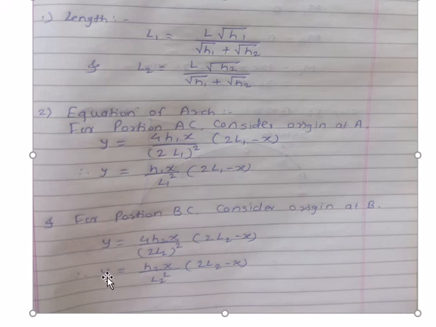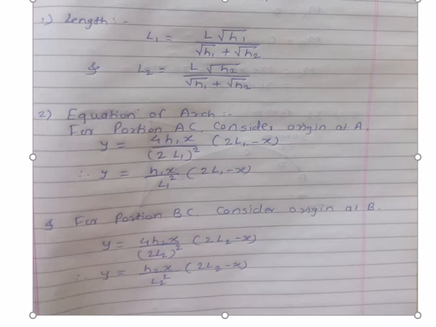For that you will get the formula y = h2 x / L2² (2L2 − x). So this is the theoretical part of this 3-hinge parabolic arch with support at different levels. So let us start with the analysis with one numerical.